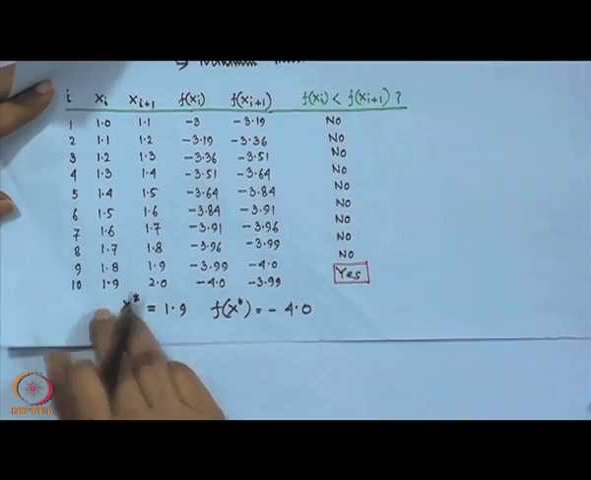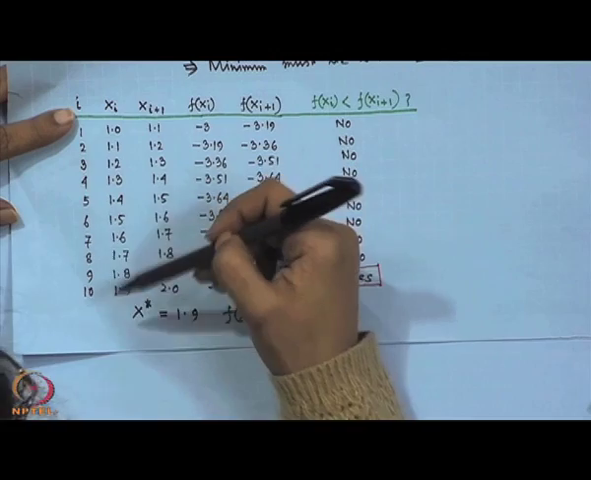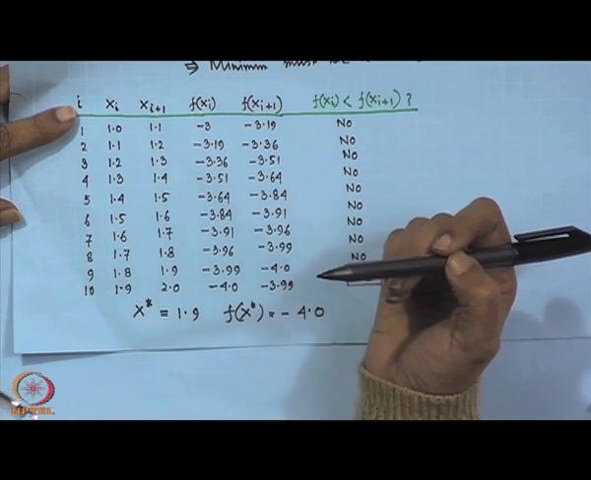Coming to the next. We will move to the next, that is the unrestricted search technique with accelerated step size. Now, just look at this table. How many iterations did we have to perform? Here we had to perform 10 iterations.